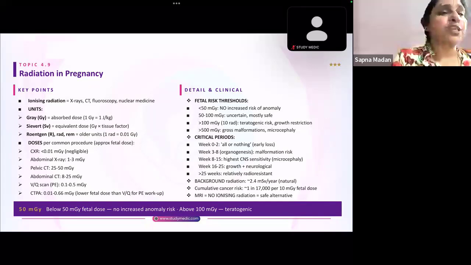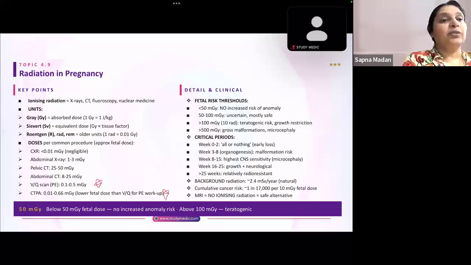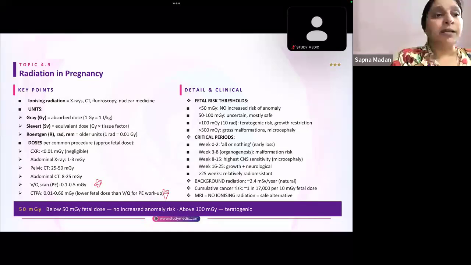VQ scan. Now, these two are very important, because they may give you a clinical scenario of pulmonary embolism, and they ask you the chest X-ray is normal, the DVT investigations are going on. If a VQ scan is done, what is the expected fetal radiation? Then it is 0.1 milligrays. The NICE guideline says 0.1. We have said 0.1 to 0.5 milligrays, and CTPA is around 0.5 milligrays.